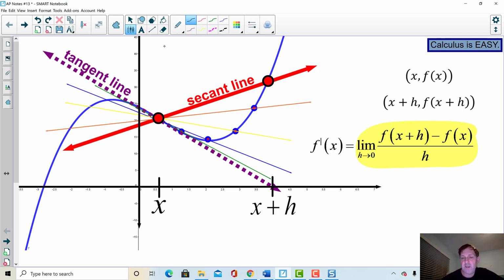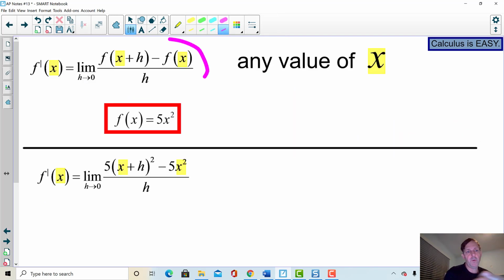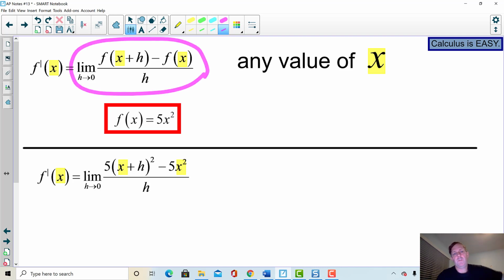Now the way that we write that is we write it as f prime of x. That means that's the derivative of f of x. And that's also the slope of the function f at that value of x. So that gives us the slope of the tangent line at that value of x. Okay, this formula here will give you the slope of the tangent line for any value of x. So let's do our first example.